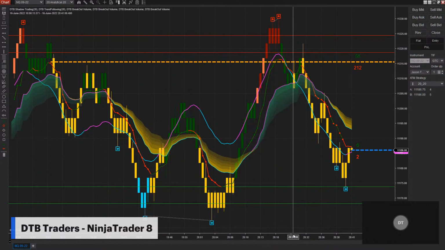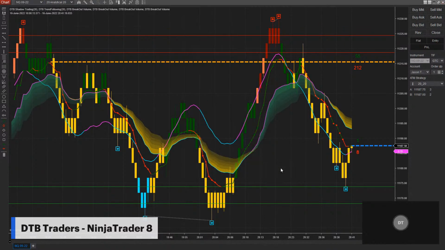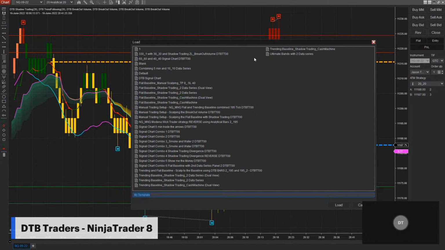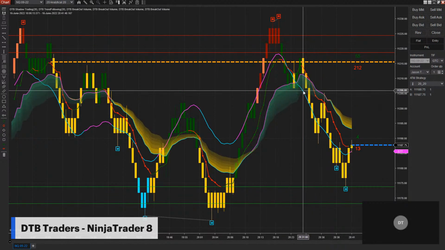Now, the next thing that you would do once you've loaded up that chart is right click on it and go to templates, load. And in your list of templates, you're already going to have the DTB template. So all the DTB templates that you have or that get downloaded with that specific script are the ones that have DTB TT00 at the end. So these are automatically downloaded to your platform. So you're able to just click on that template and load it. And immediately you're going to be seeing your chart look like this.